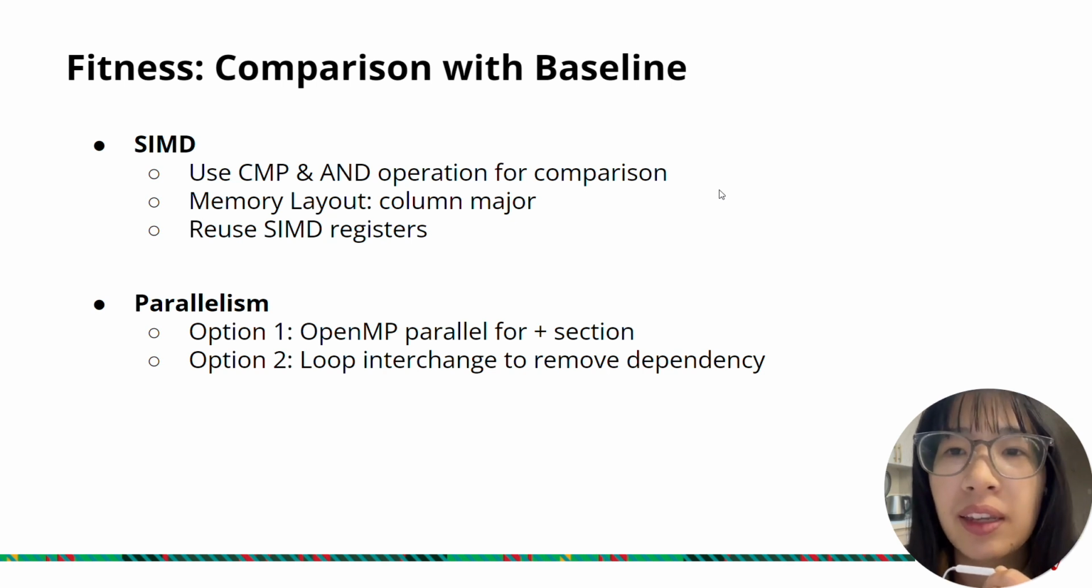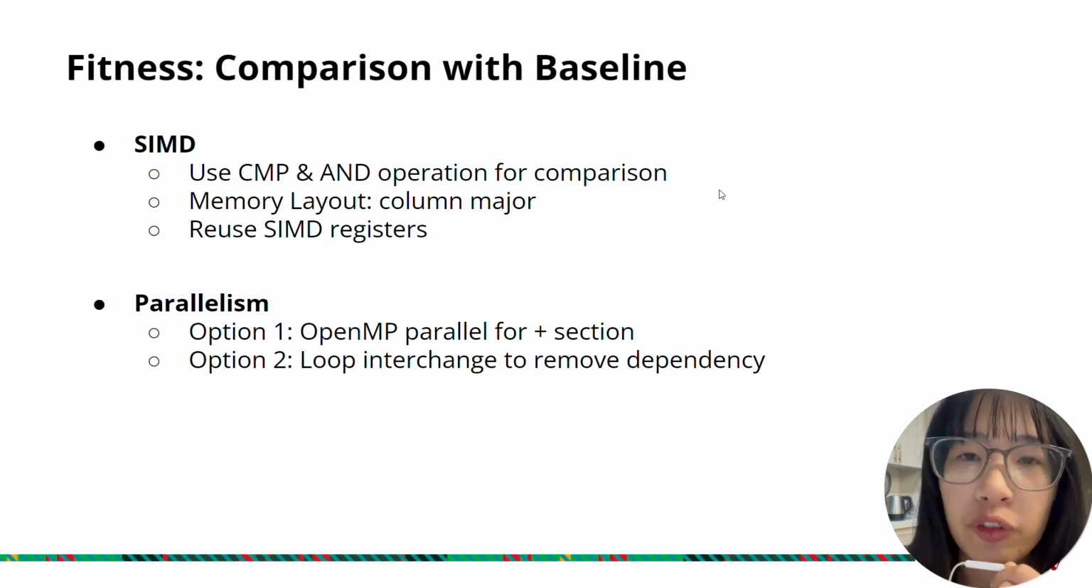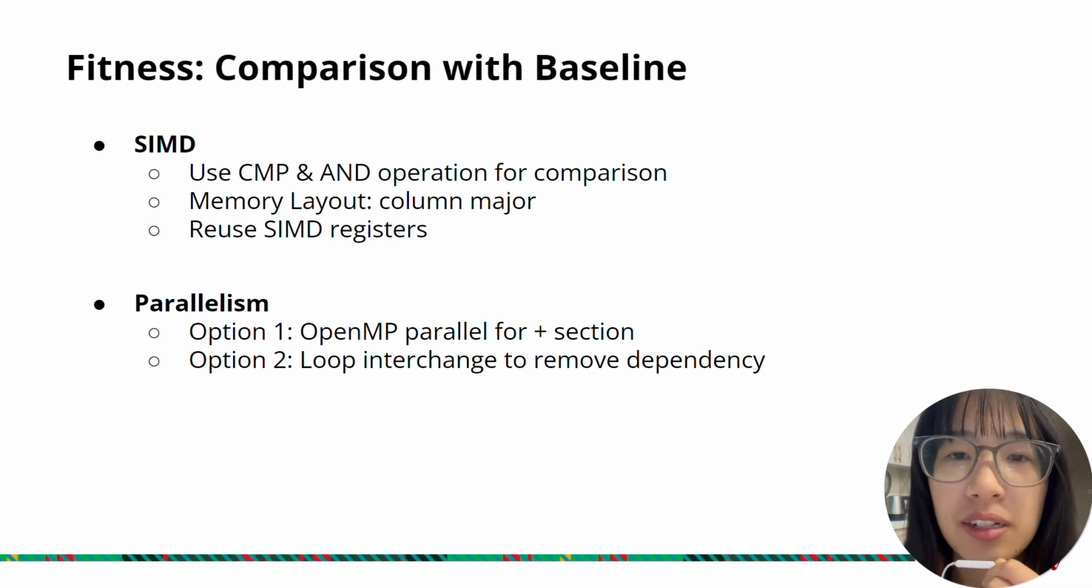And secondly, since the values we load are from 4 continuous representations, to optimize the cache usage, we change the matrix to a column major order, which is faster. Thirdly, in our last iteration, we were using too many registers, so this time we refactored our code and limited it to 16 SIMD registers. And moreover, we have OpenMP parallelism for this kernel.